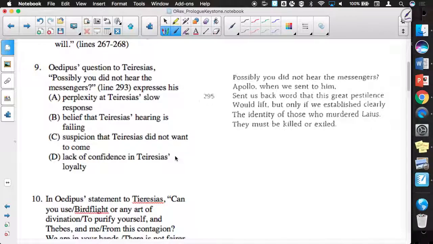$2? Jason, what do you think for number 9? Oedipus' question to Tiresias. Possibly he did not hear the messengers, expresses his... I said B. You said C. Jason, which one did you say? C? Okay. So we hear C. You said B. Well, obviously it's not B. I said D. And if we wait long enough, someone's going to say, hey.